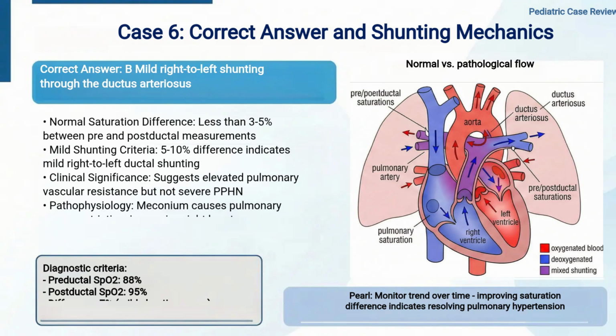The normal saturation difference between preductal and postductal measurements is less than 3 to 5%. A difference of 5 to 10% indicates mild right to left ductal shunting. In this case, the 7% difference suggests elevated pulmonary vascular resistance, but not yet severe persistent pulmonary hypertension. The pathophysiology is that meconium causes pulmonary vasoconstriction, increasing right heart pressures. An important clinical pearl: monitor the trend over time, because an improving saturation difference indicates resolving pulmonary hypertension, while a worsening difference requires escalation of management.